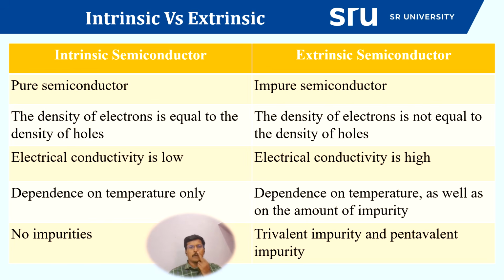Coming to the third point, the conductivity. The electrical conductivity in intrinsic semiconductors is relatively low, whereas in extrinsic semiconductors, it is much higher than the intrinsic semiconductors. It is because of the increased carrier concentration by the doping process.